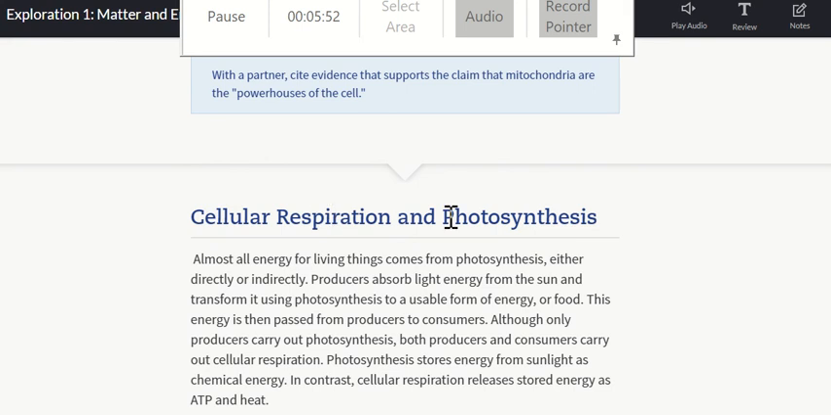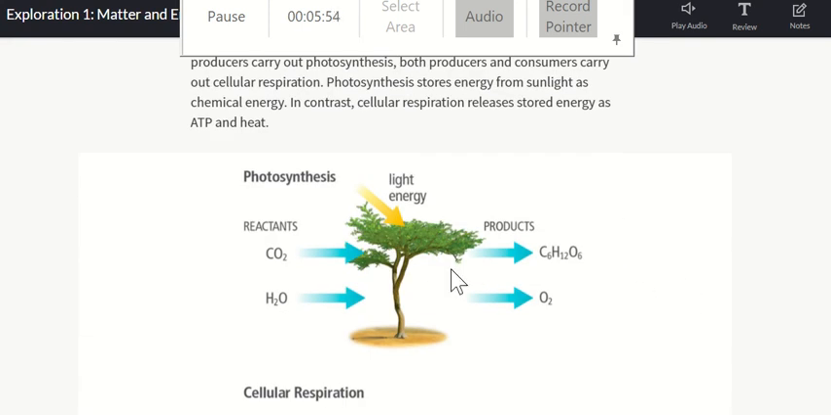So cellular respiration and photosynthesis, how do they work together? Okay, so here's an example. Photosynthesis, right, we just talked about. Light energy goes in, and we're going to take in carbon dioxide, and we're going to take in water, and we're going to produce sugar and oxygen. Now, how does that go along with cellular respiration? Well, we need these, and plants need the opposite.